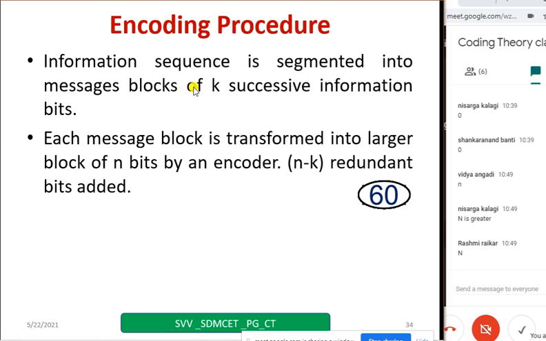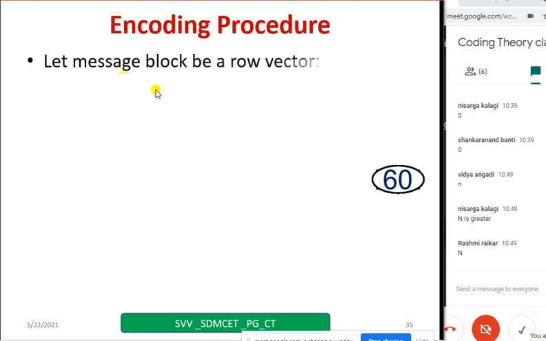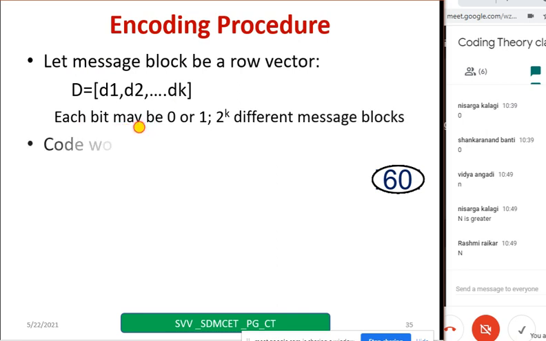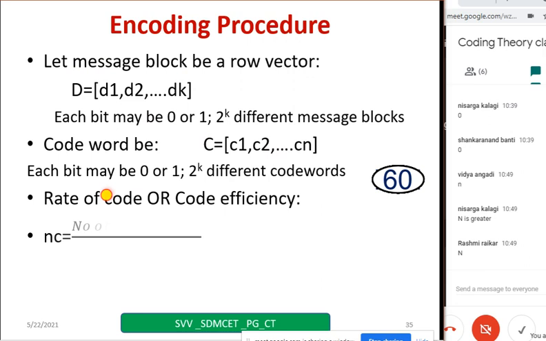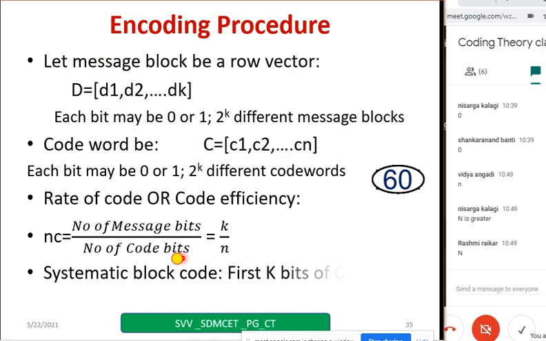So, this I already told you. The information sequence is segmented into blocks of k successive information bits. To each block I am going to add n minus k redundant bits. Now, let us consider a message d equal to d1, d2, ... dk, and each bit may be either 0 or 1, so I get 2 raised to k different message blocks. And the code words c1 to cn. The rate of the code is given by the number of message bits divided by the number of code bits, k by n. This you have to note down. And in a systematic block code, the first bits will be the data bits.